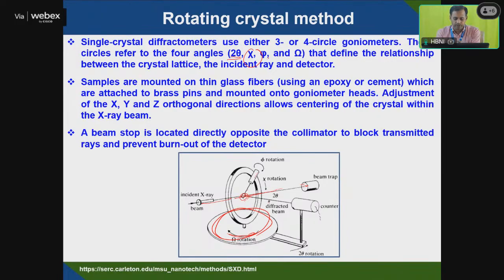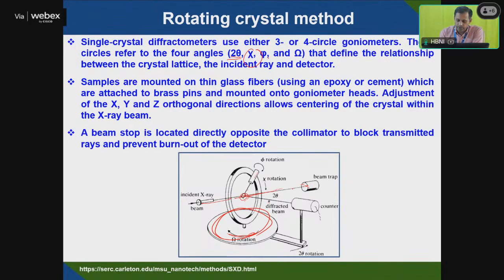So adjustment of the X, Y, and Z axes, all these three are used to center the beam with respect to the sample. And then there is a beam stop located directly opposite the collimator to block transmitted rays.